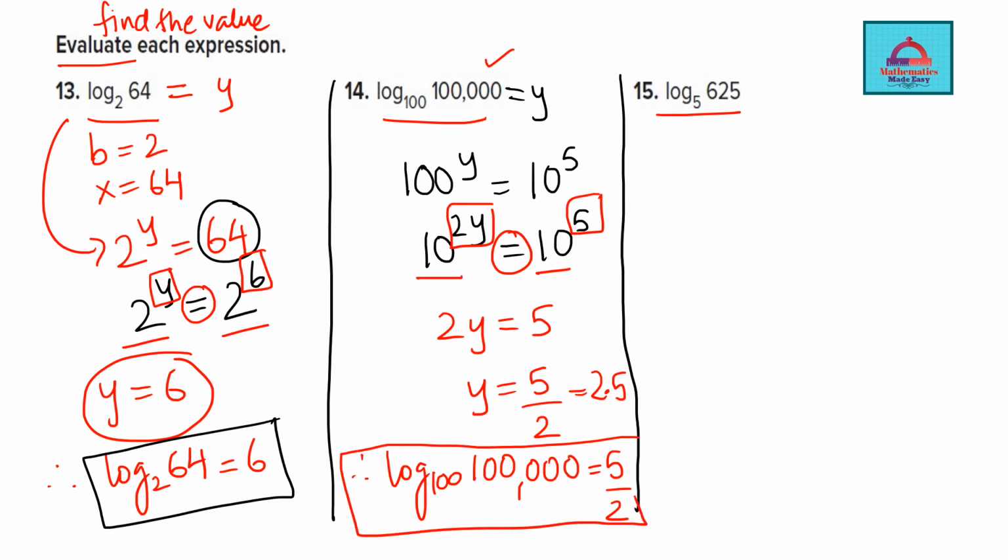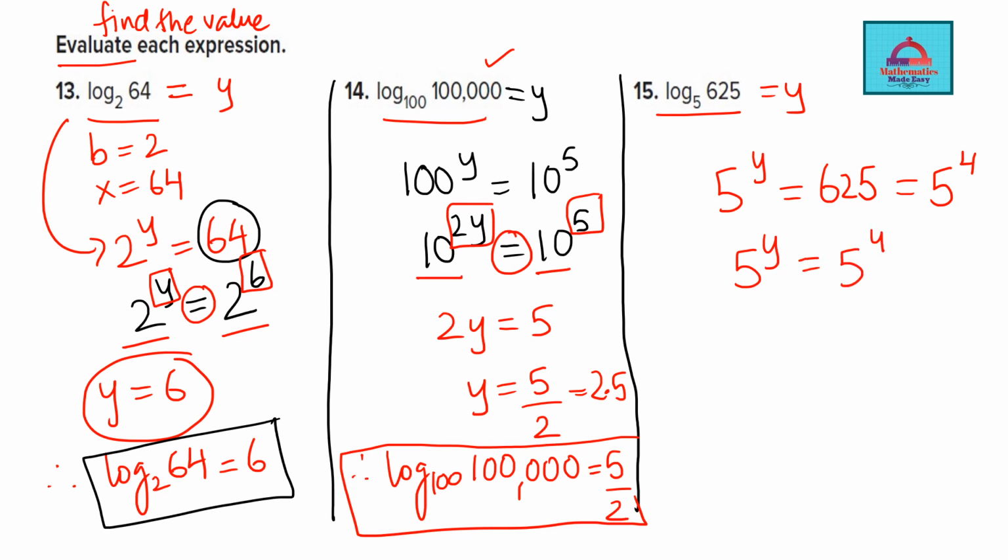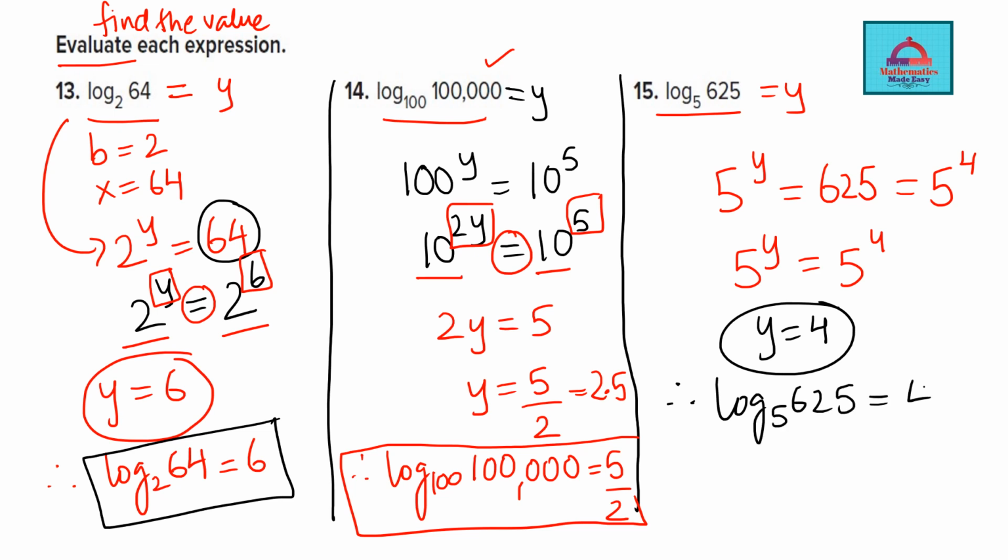Now I hope you will be able to proceed in a similar manner for this question. So let's go a little fast. We will convert it directly to exponent form. So we get this value. Now I need to write 625 with base 5. If I multiply 5 with itself 4 times, I get 625. So 5 to the power y is equal to 5 to the power 4. Again, property of equality: bases are equal, so powers are going to be equal, so y is 4. So the final value for log base 5 of 625 is 4.